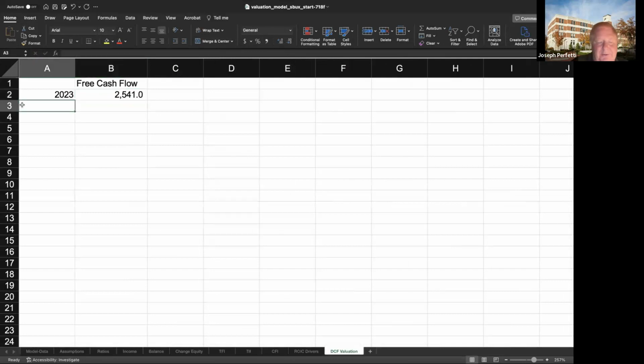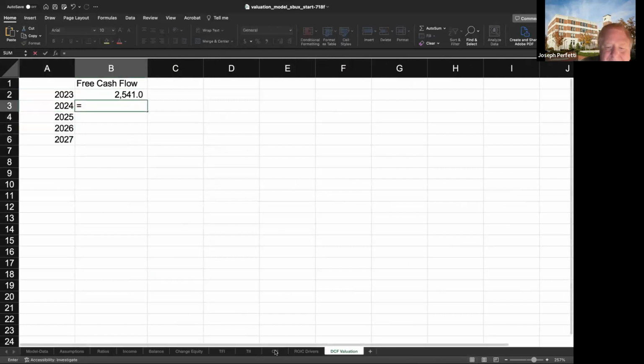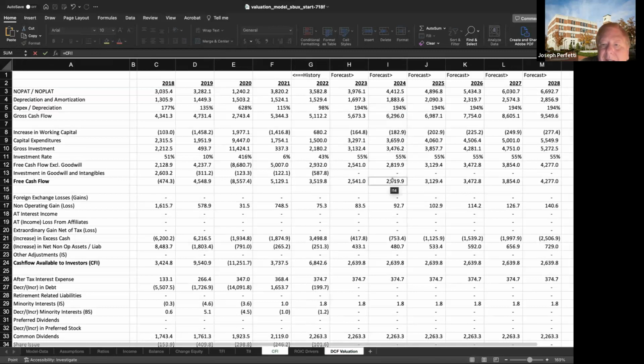I have 5 more years: equals previous year plus 1. And I'm going to forecast through 2027. So in 2024, my forecast for free cash flow is I14 off the CFI.